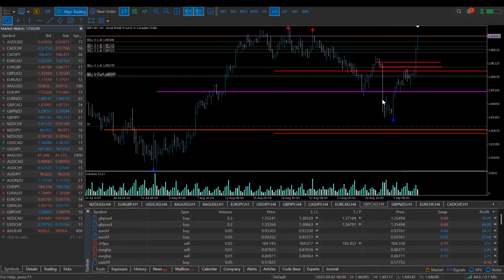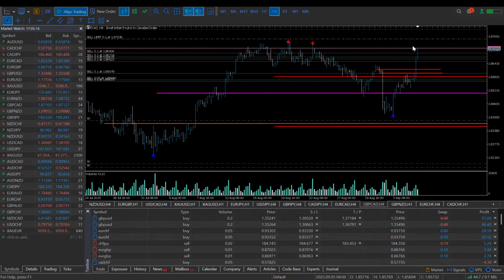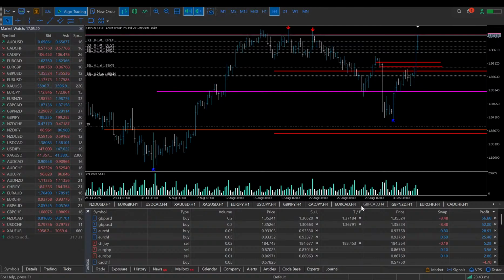So going in with a lower lot size has helped with this, with price running in favor for a couple of days before it comes back to profit. And of course the stop loss will be recalculated and will be placed at some point.